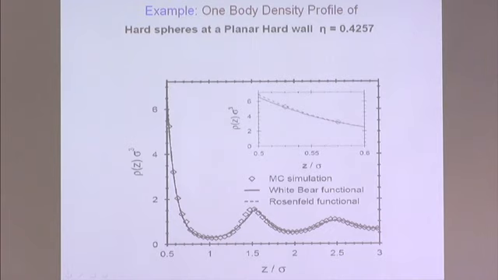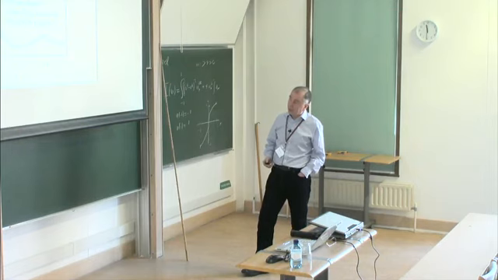Right, so this is a hard wall, and then I bring hard spheres, and this is at rather a high density. This is 0. In these units, that's the same as volume fraction. That's 0.43. It's getting fairly close to the freezing density. So there's a lot of structure. The symbols are Monte Carlo simulations, and the lines are the results of two variations of this Rosenfeld treatment. I'll mention this one later.